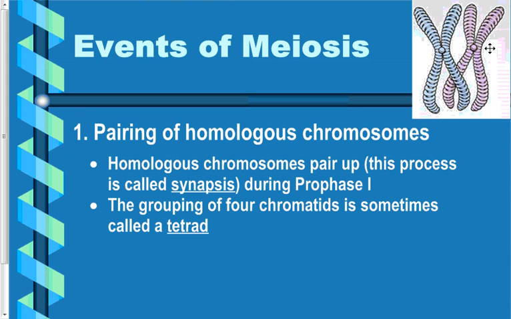When the synapsis process takes place for all the homologous pairs, each pairing is referred to as a tetrad. The prefix tetra means four, and in this tetrad, what there are four of is chromatids. The blue chromosome has two chromatids. The purple one has two chromatids. The reason that's important is that eventually these two chromosomes will be split into a total of 4 cells at the end of meiosis. Each cell will get exactly one chromatid from the tetrad.